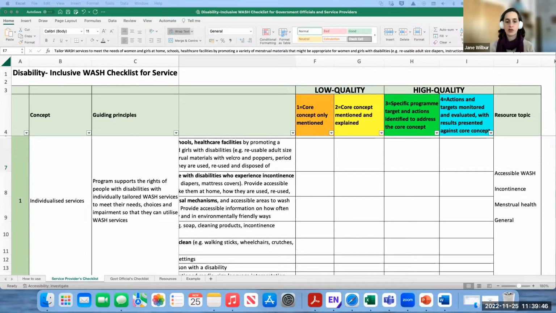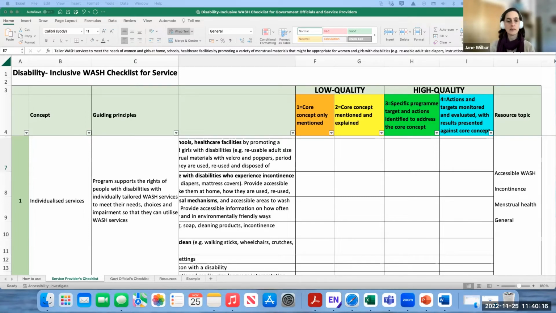Now, there are 4 possible scores across the top. 1 is when the concept is only mentioned. 2 is where the concept is mentioned and explained. 3 is where specific actions are identified to address the concept. And 4 is where you have intention to monitor the concept, or you're actually monitoring it and you're reporting against that.